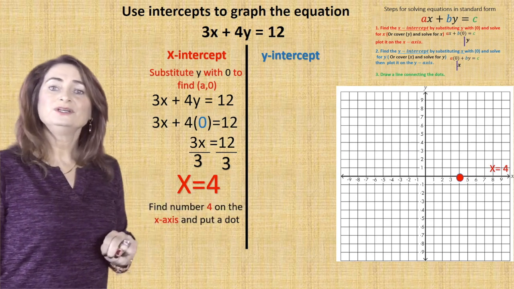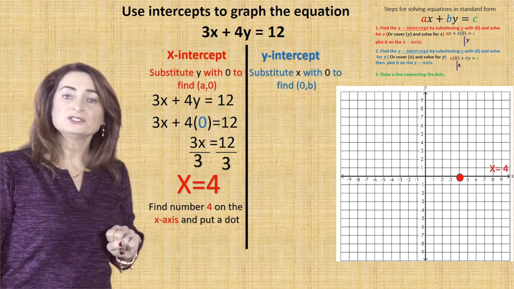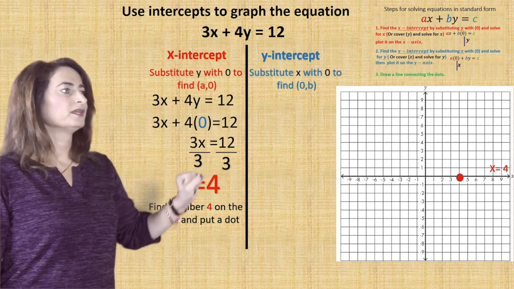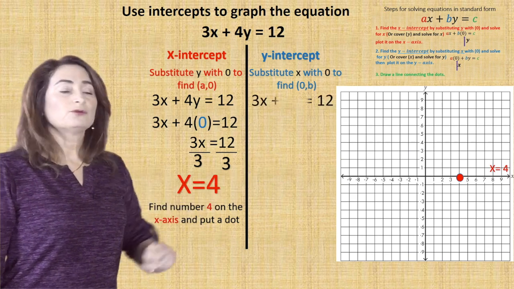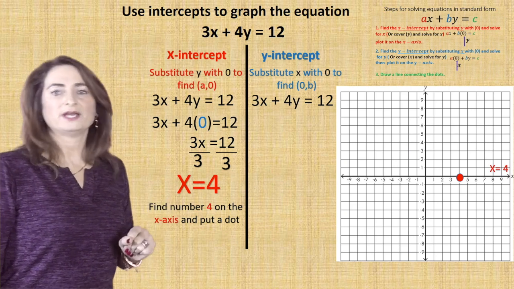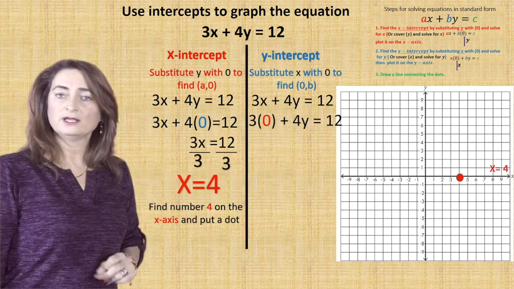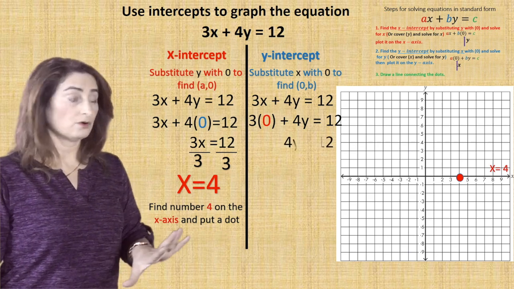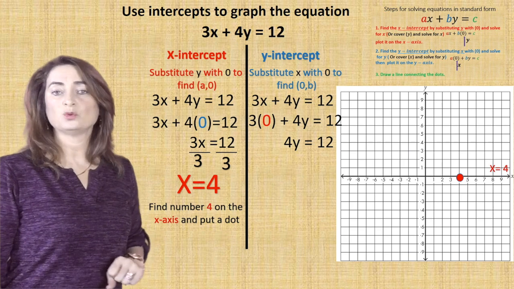Step number 2 is to find the y-intercept by substituting x with 0 this time, to find that coordinate (0, b). 3x plus 4y equals 12, write the original equation. Now substitute x with 0, so 3 times 0 plus 4y equals 12. Any number times 0 is 0, so the whole term 3 times 0 is gone. You have 4y equals 12.